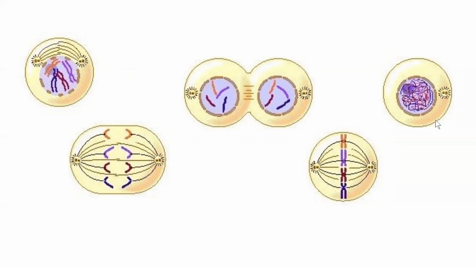Here, let's start over here. Here, my chromosomes are not yet condensed. I can still see the nucleolus. Looks like my nuclear envelope is maybe almost starting to break down and my centrioles have popped up, but it's not quite ready to be called prophase yet.